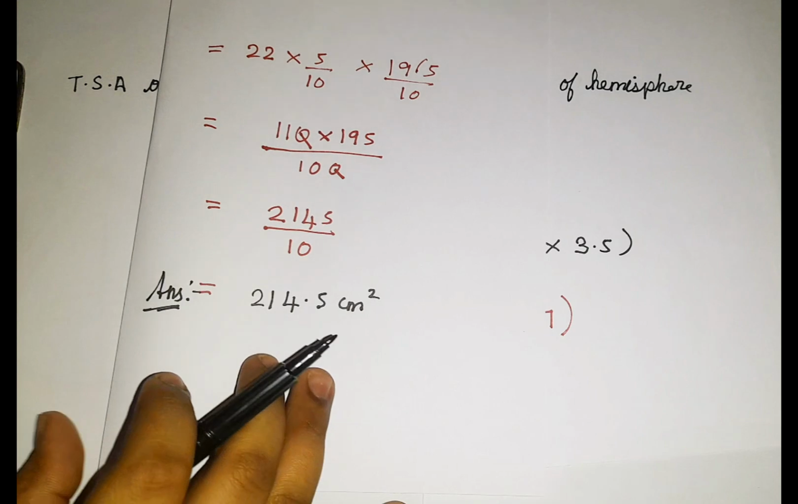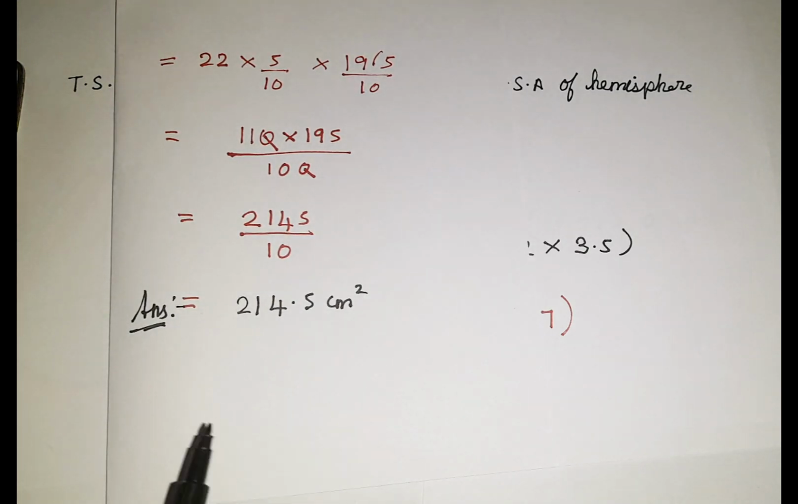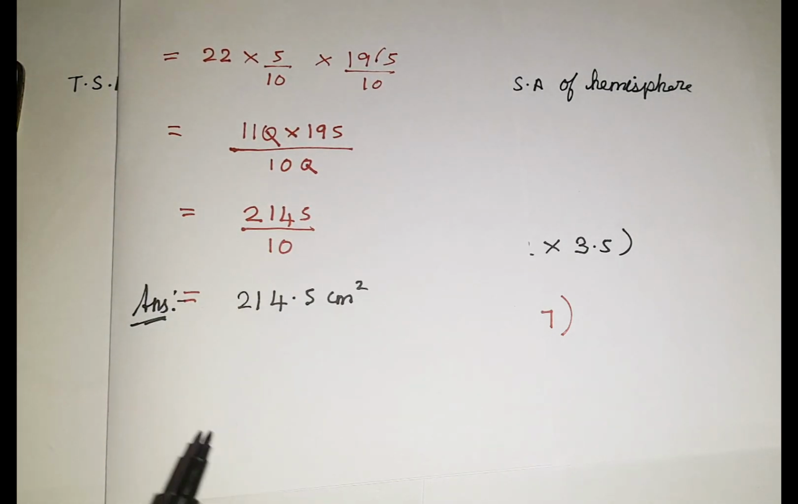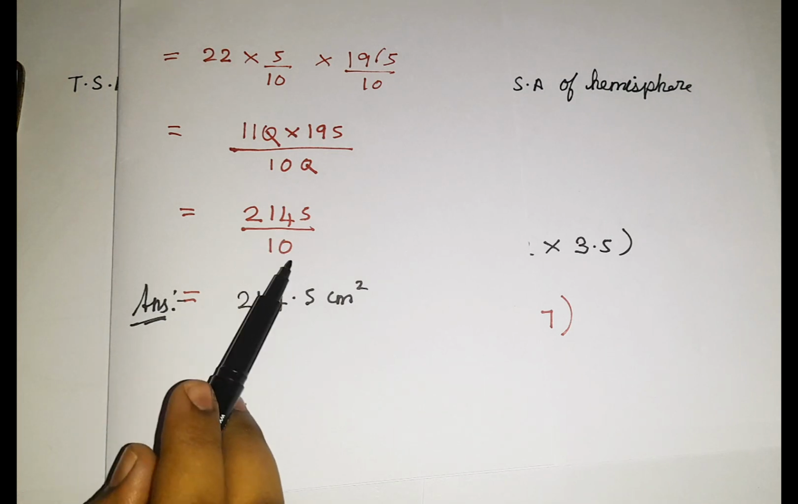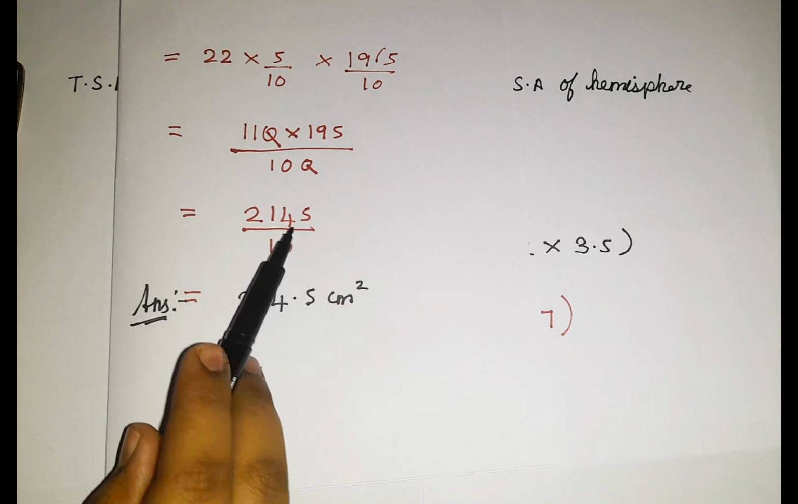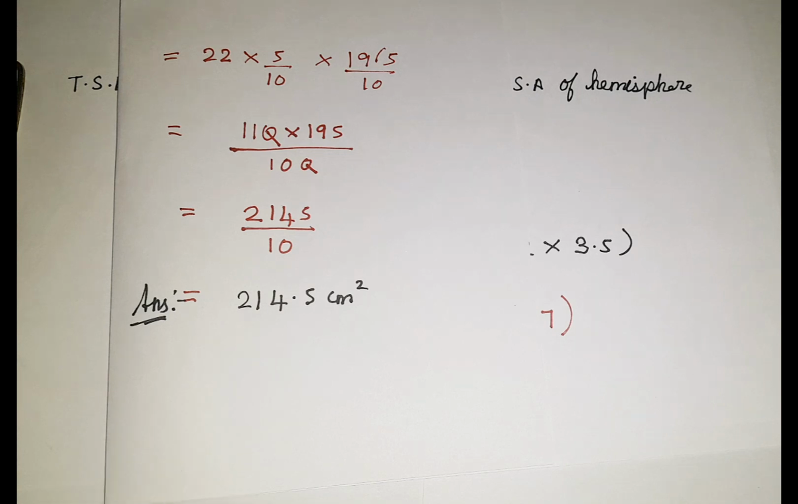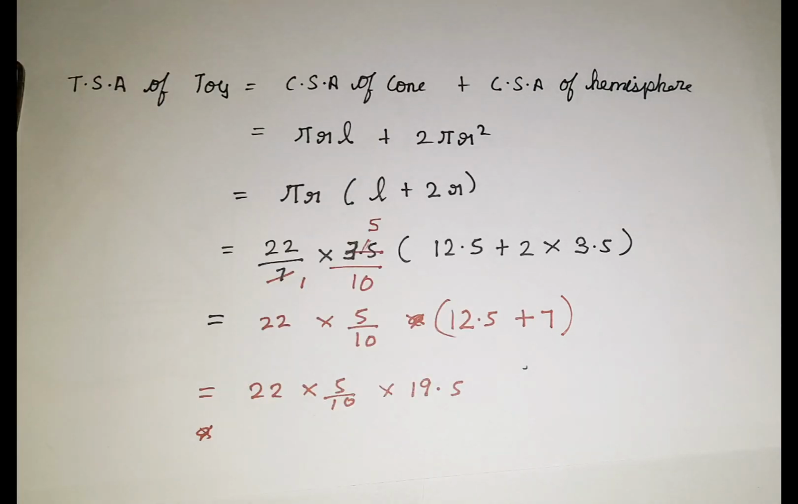I hope you guys know how it came. How means 2145 by 10, right? You guys know how to put the decimal point. So likewise we just did it and we just solved it. So finally we solved the third question.